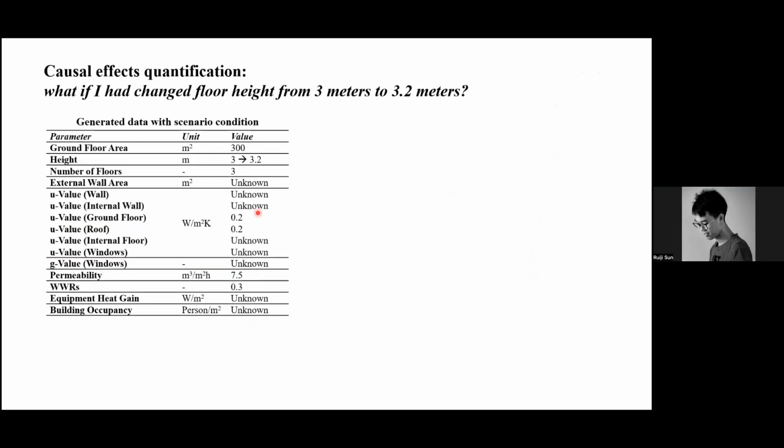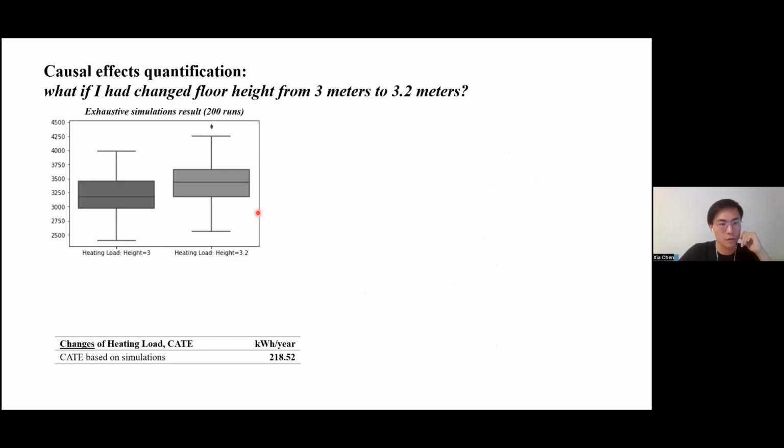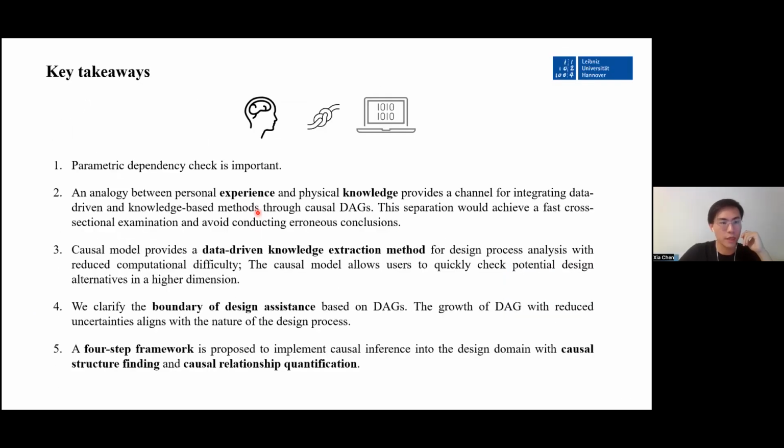Right, so we have come to the end. I will just talk about some key takeaways. First, in our domain, a parametric dependency check is important. Second, in this paper, we draw an analogy between personal experience and physical knowledge, and provide a channel for integrating data-driven and knowledge-based methods through causal directed acyclic graphs, DAGs.